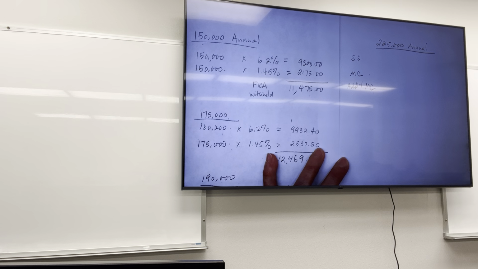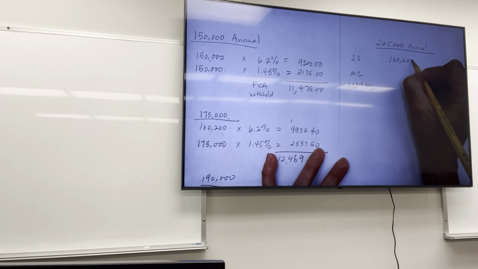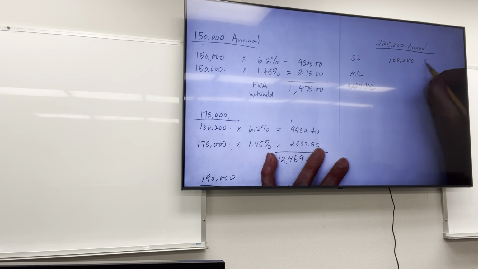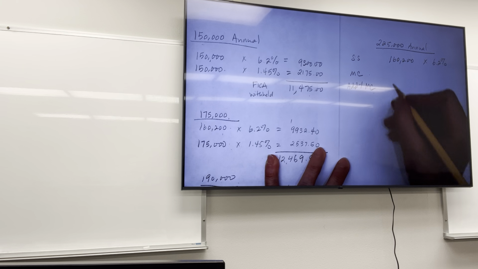Okay. So, what is the base going to be for Social Security for this individual? This 160,200, great, that's not going to change because it's over 160,200, times 6.2%. Medicare, how much of that 225,000 is going to be subject to regular Medicare tax? All of it.